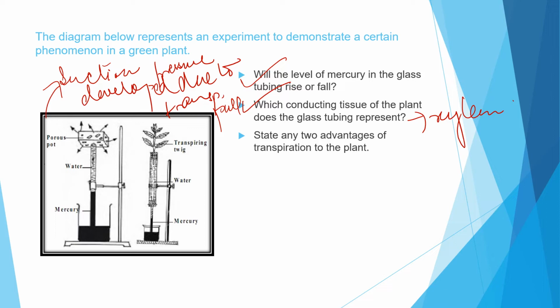So actually the conducting tissue here is the xylem, which is transmitted to the water column of the glass tube. Is it clear? Now state two advantages of transpiration. So what are the two main advantages of transpiration?